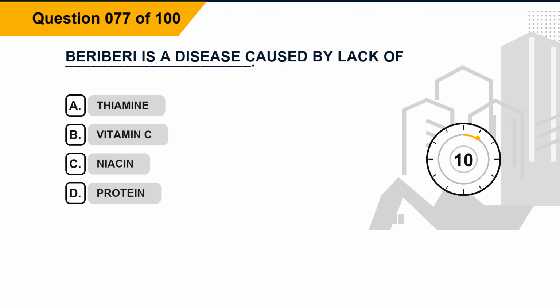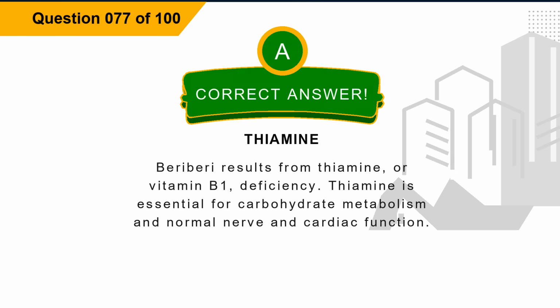Question 77. Beriberi is a disease caused by lack of blank. Option A, thiamine. Option B, vitamin C. Option C, niacin. Option D, protein. The correct answer is option A, thiamine. Explanation. Beriberi results from thiamine, or vitamin B1, deficiency. Thiamine is essential for carbohydrate metabolism and normal nerve and cardiac function.